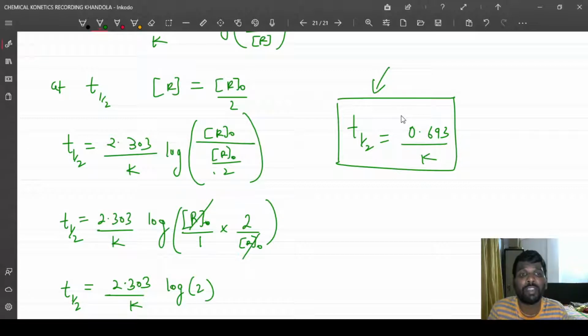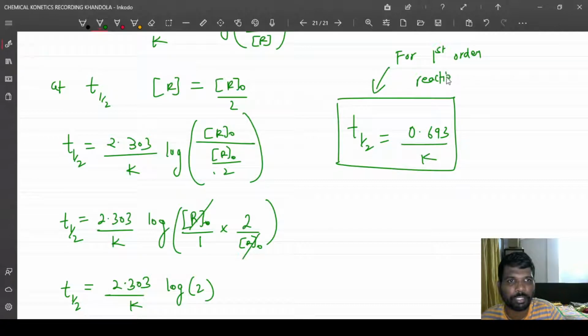Or it is independent of the concentration of the reactant, right? This is also a constant value and this is also a constant. So T half is, this is for the first order reaction. Done.